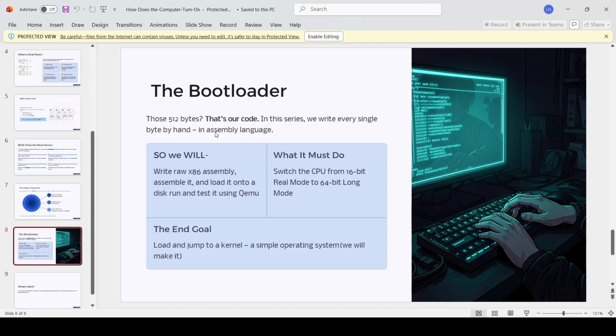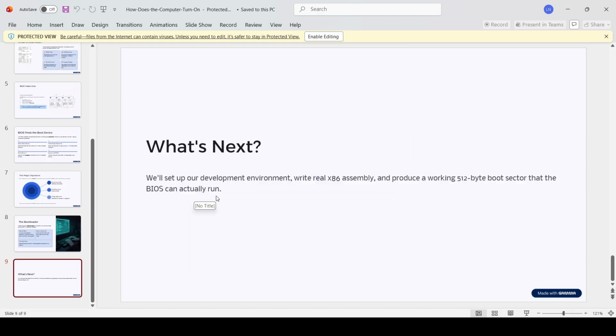Our bootloader should also be able to switch the CPU from 16-bit mode to 32-bit protected mode, then implement the global descriptor table and paging for virtual memory, and then switch to 64-bit long mode. In 64-bit long mode, it will eventually jump to the kernel and the operating system will take charge. In the next video, we will set up the development environment and write our first bootloader program, and then we will test it.